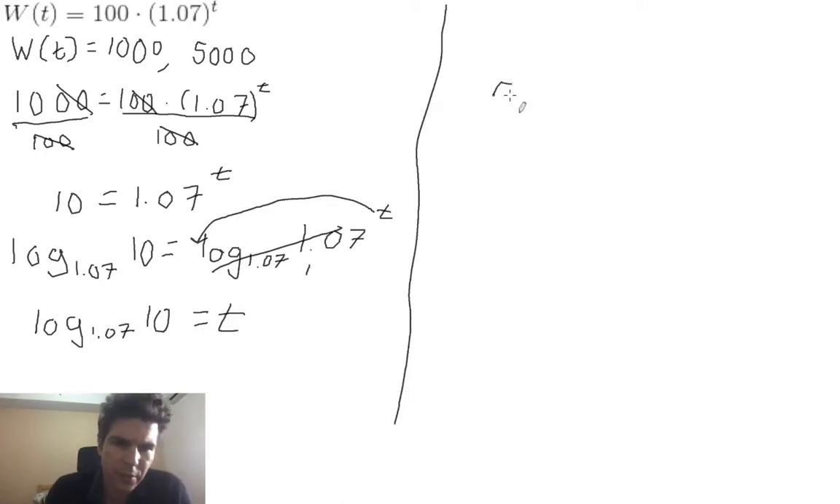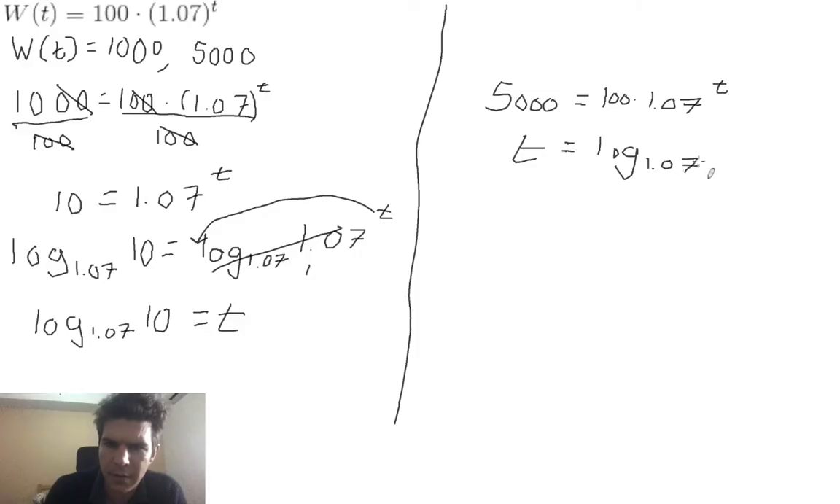So let's also quickly simplify for what it'll be when it's 5,000. 5,000 equals 100 times 1.07 to the t. And similarly, let's just get rid of a couple of these zeros and put it into the log equation like we did before, skipping some steps. t equals log base 1.07 of 50.